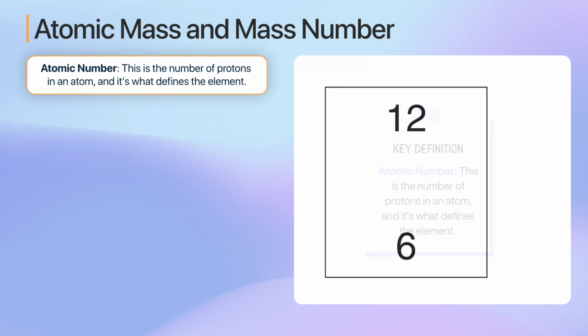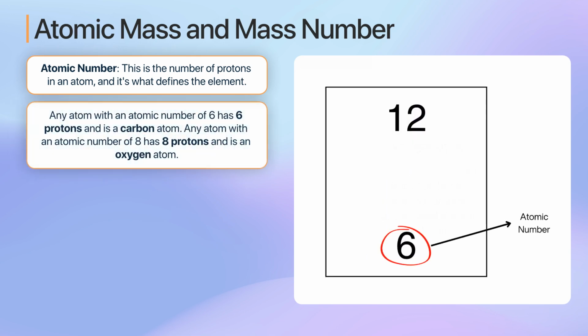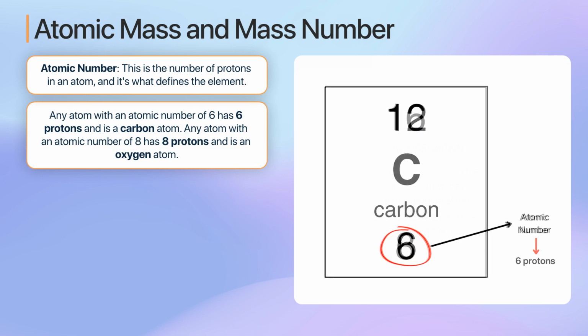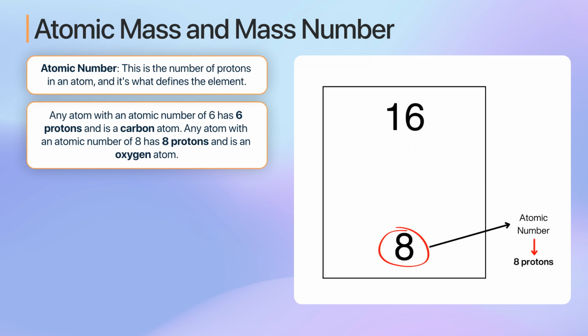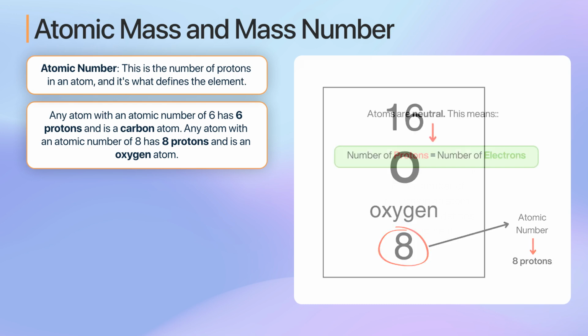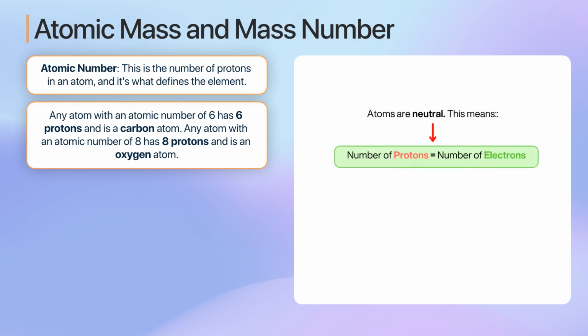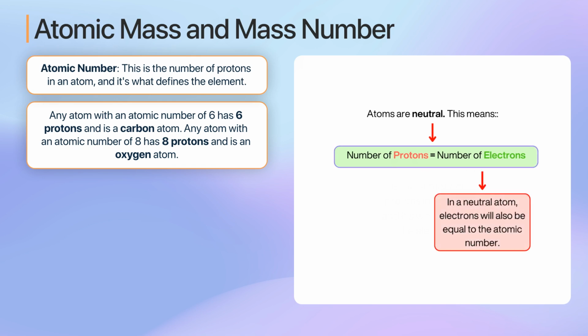For instance, any atom with an atomic number of 6 has 6 protons and is therefore carbon. Similarly, any atom with an atomic number of 8 has 8 protons and is therefore oxygen. Remember that atoms are neutral, meaning that there's an equal number of electrons and protons. Hence, the number of electrons, in the case of a neutral atom, will also be equal to the atomic number.